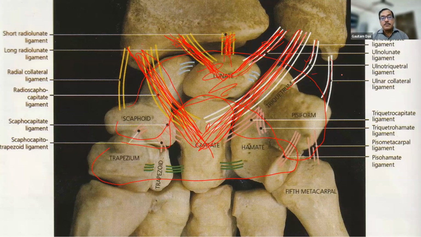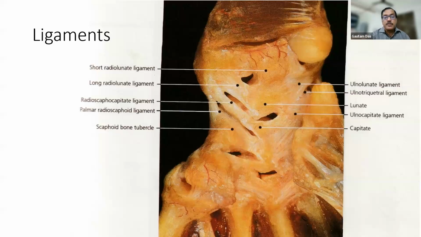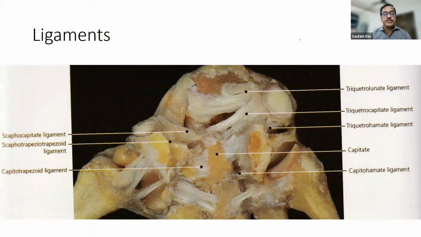So these are the cadaveric dissection. So smaller V, and this is smaller V, and this is larger V. This is the ultrasound pictures.